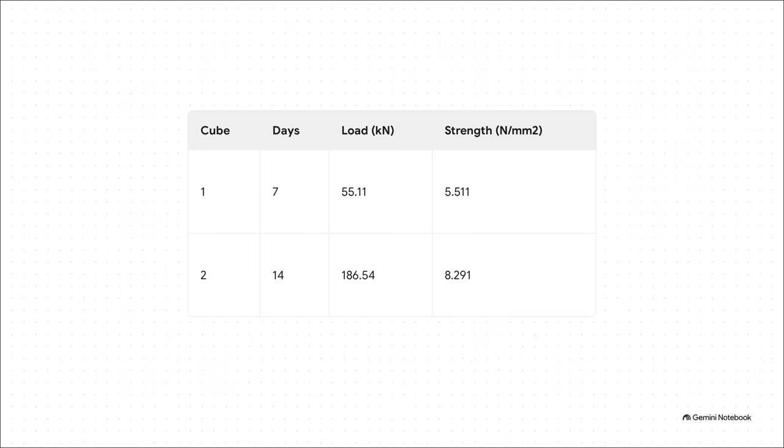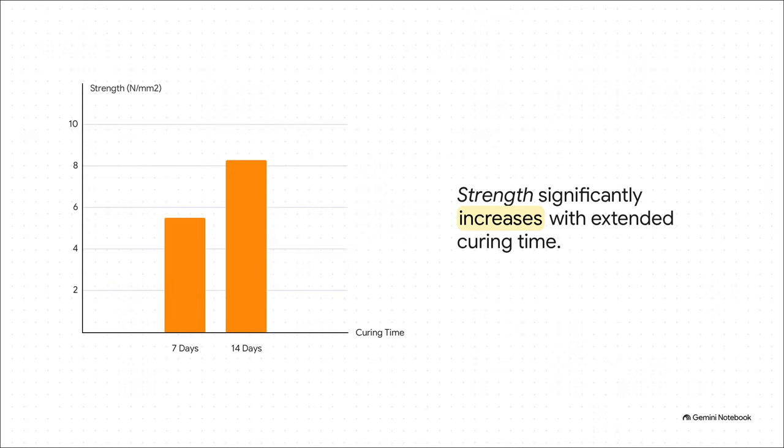Cube 1, which was tested after just 7 days, sustained a failure load of 55.11 kilonewtons, resulting in a strength of 5.511 newtons per square millimeter. But Cube 2, given 14 days to cure, sustained a massive 186.54 kilonewtons, achieving a strength of 8.291. This chart brilliantly illustrates the chemical realities of concrete. As you can clearly see, compressive strength significantly increases with extended curing time.